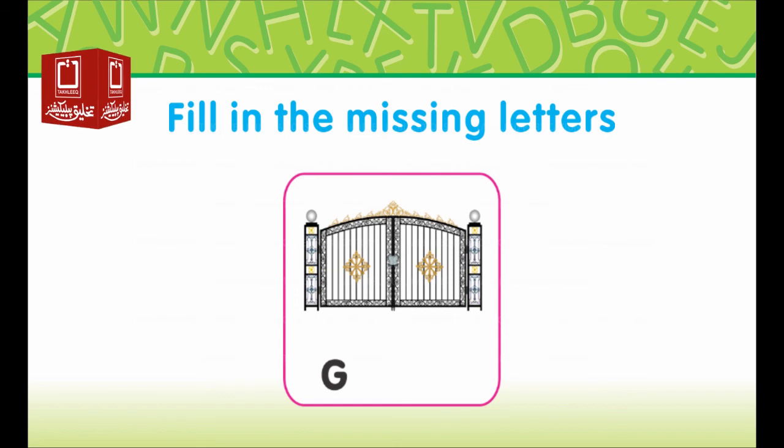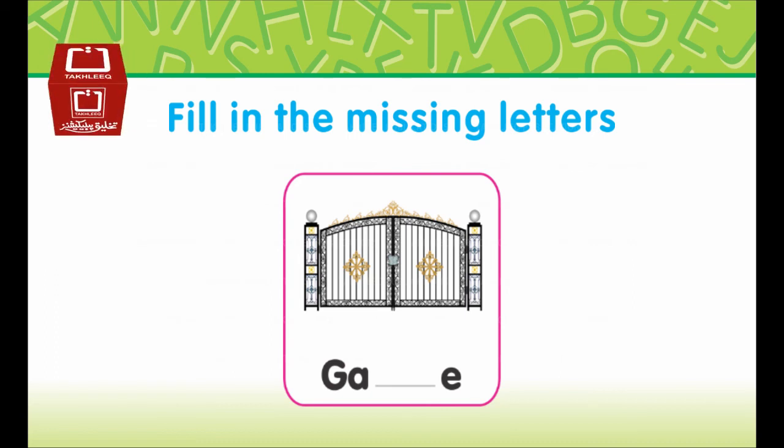Here we see the picture of a gate. Here is written G A dash E. The spellings of gate are G A T E, gate. Here letter T is missed, so we write here T.